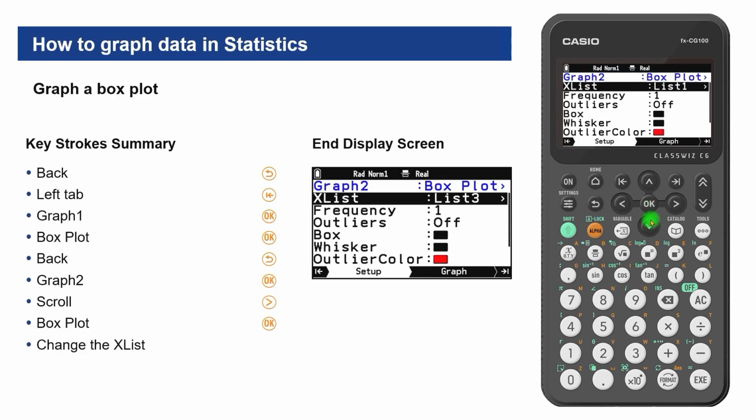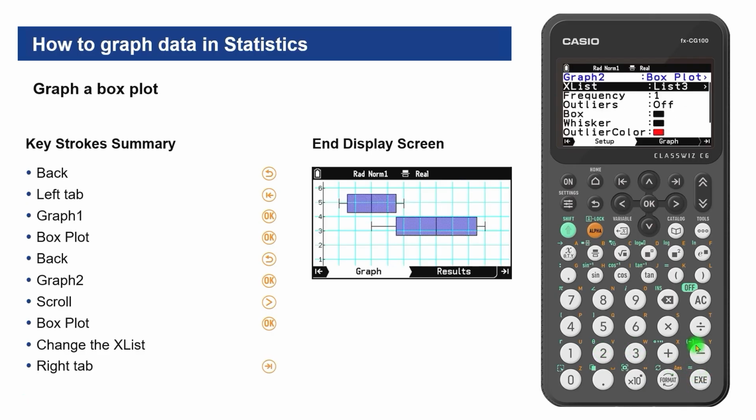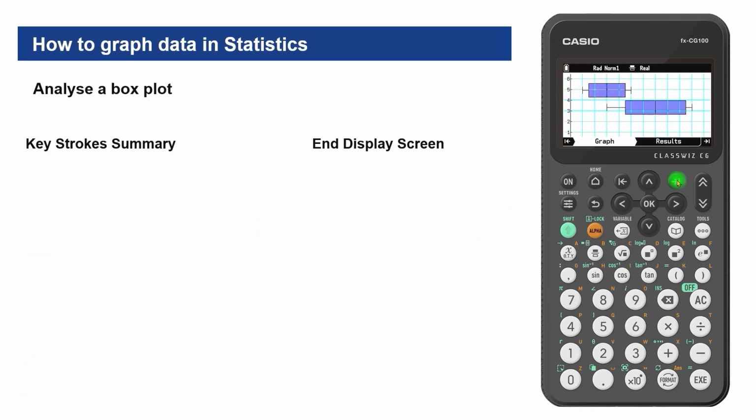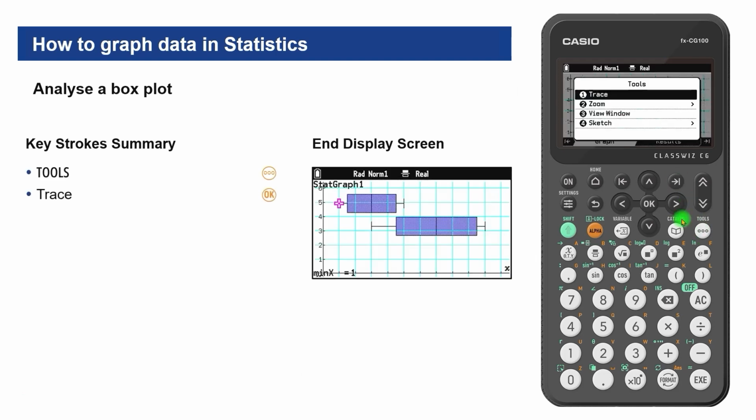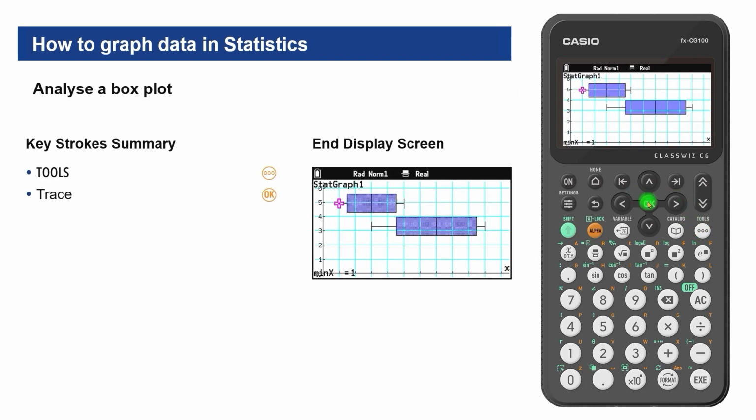In order to use different data, select XList and change the list to List 3. Then Right tab to draw both graphs on the same axes. Easy comparison of data can now be made by analyzing the box plots. Press Tools and select Trace. This places the cursor at the X-min of graph 1, with the value displayed at the bottom of the screen. Scroll across to move between Q1, the median, Q3 and X-max. To compare data, scroll down to X-min for graph 2. When ready, end the analysis with Back.